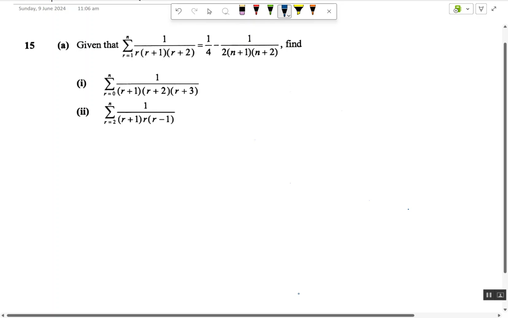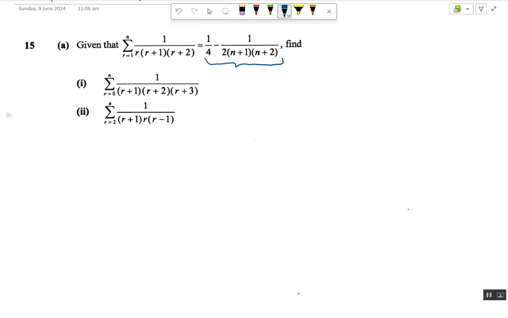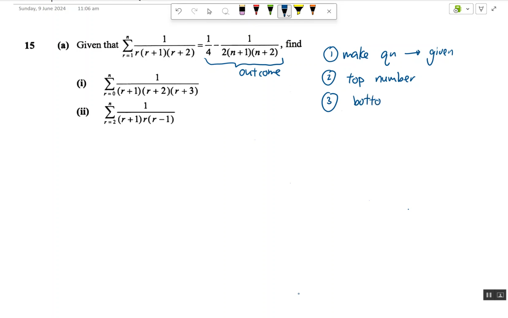For this type of series question where you are already given that the sum of this sequence is this outcome, and you are supposed to solve part 1 and part 2, I'm going to give you 3 steps. Number 1, always make the question look like the given. Number 2, settle the top number. Then number 3, settle the bottom number. So just remember these steps first when you are going to solve questions like this.